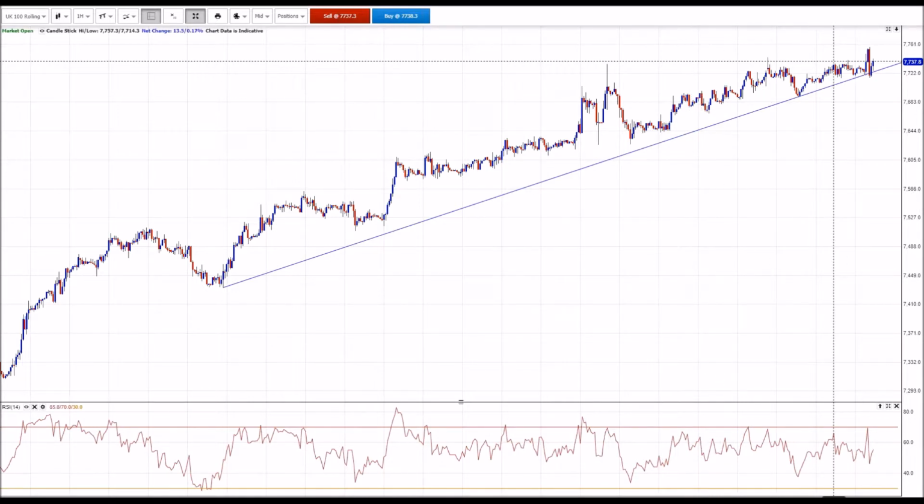So for the FTSE, the most obvious support for me is around 76.80, the most immediate support, so about 50 odd points away from where we are now.